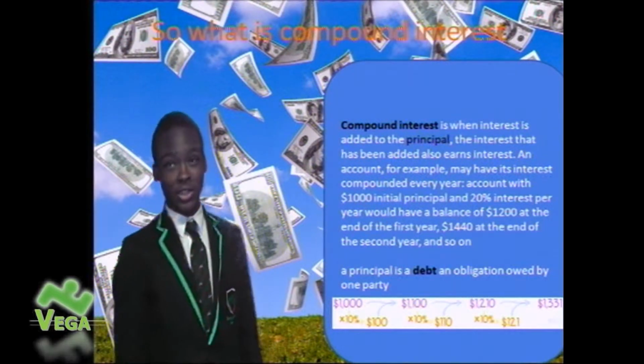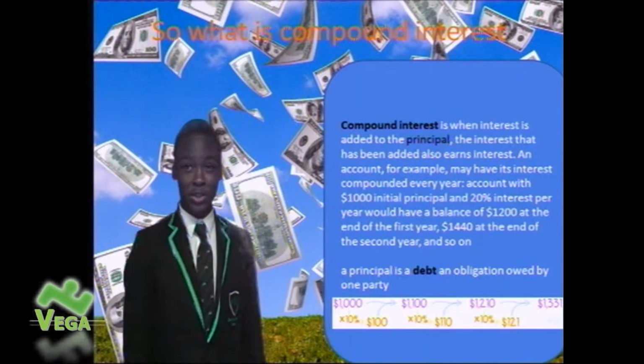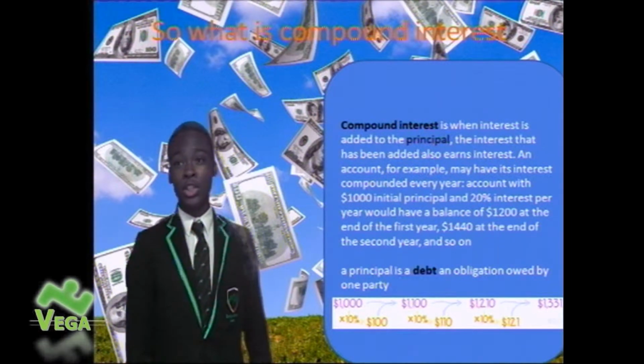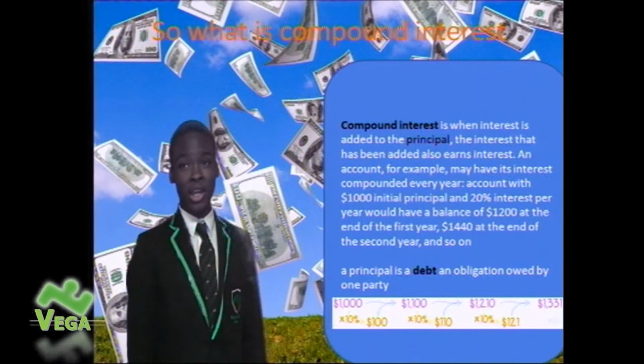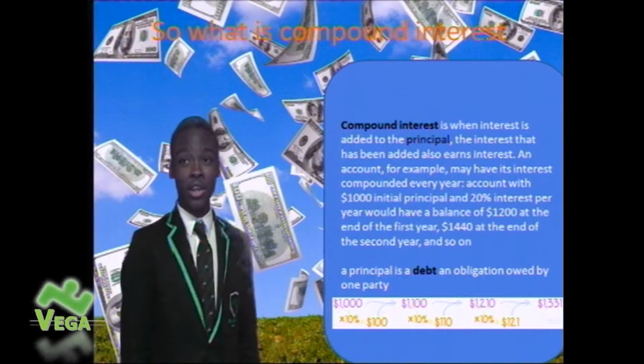What is compound interest? Compound interest is when interest is added to the principal. The interest that has been added also earns interest. An account, for example, may have its interest compounded every year.